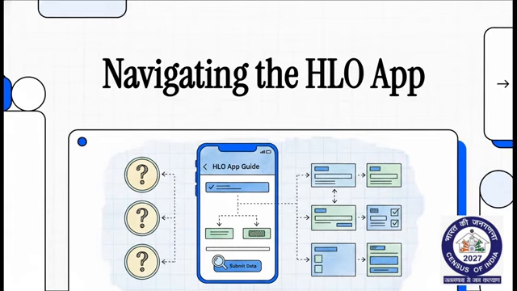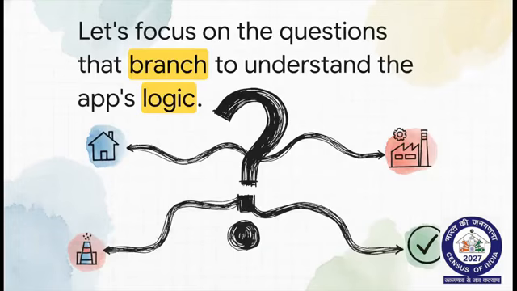All right, enumerators, welcome. In this quick explainer, we are going to master the House Listing Operations app, or HLO app. We're really going to focus in on those key questions and the branching logic behind them so you can collect all your data accurately and, just as importantly, super efficiently. Okay, let's just dive right in.